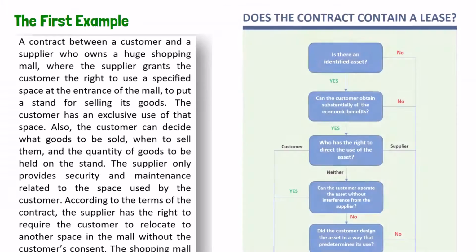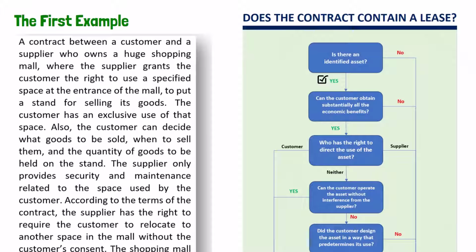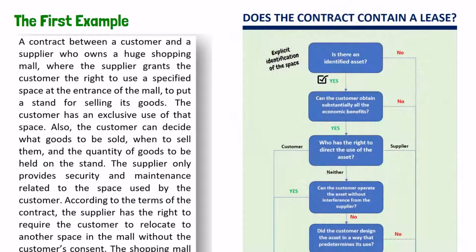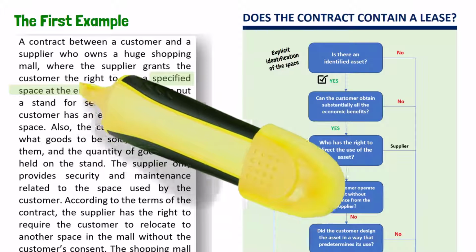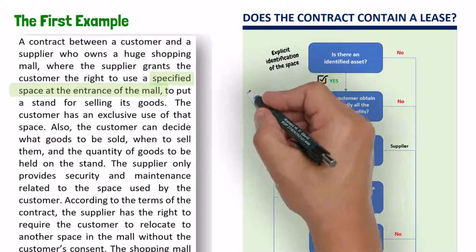For the contract to include a lease, there should be an identified asset in the contract, and the customer should be able to control its use during the period of use. So, let us start with the assessment. First, there is an identified asset in the contract. The space to be used by the customer is explicitly identified in the contract. The space is specified, and its location is near the entrance of the mall.